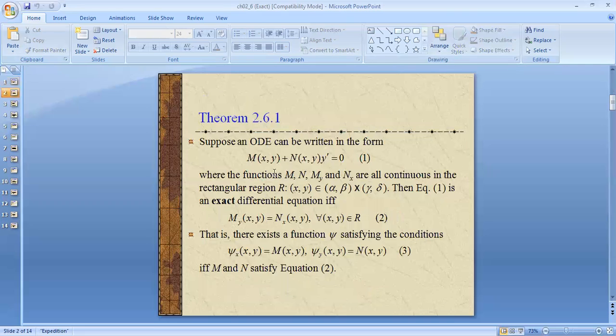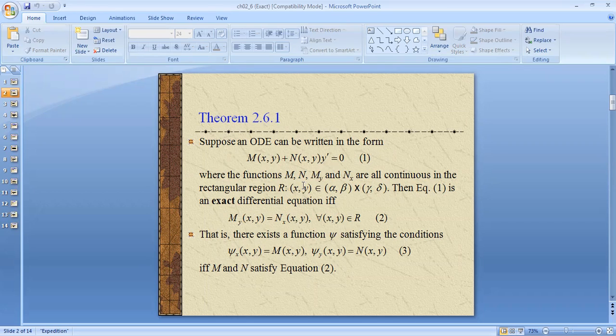Suppose the differential equation can be written like this: m dx plus n dy equals to 0. That means m plus n dy dx. y dash means dy dx. So if we take m, n, my, and nx, actually my means what? Partial differentiation of m with respect to y, and nx, what will be? Partial differentiation of n with respect to x. And these four are all continuous in the rectangular region R.